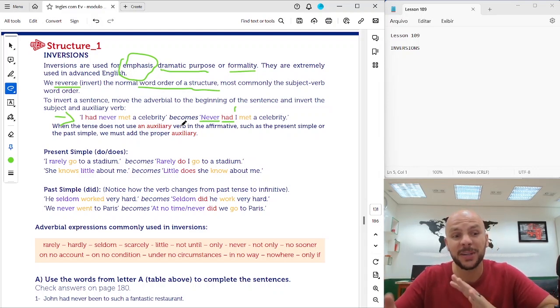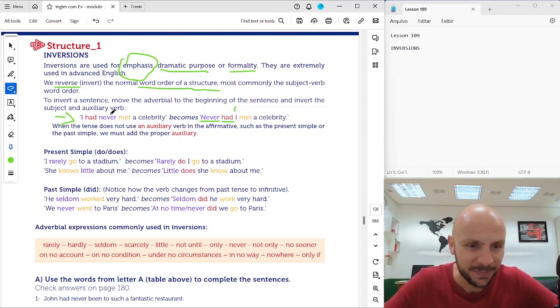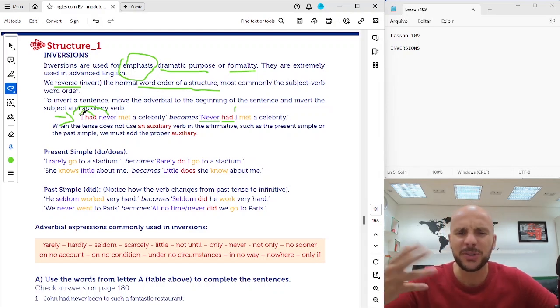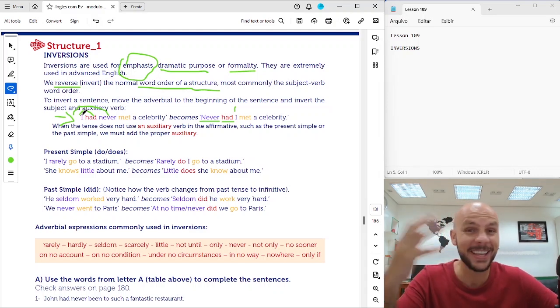That's the inversion. We are inverting things, okay? You put the adverb at the beginning, then we put the auxiliary in front of the subject of the sentence, okay? But just by doing this, it shows that my English is advanced? Yes. Easier, but yes.